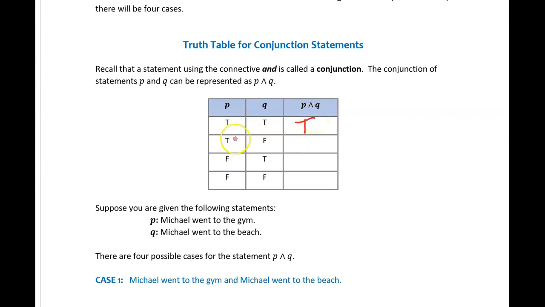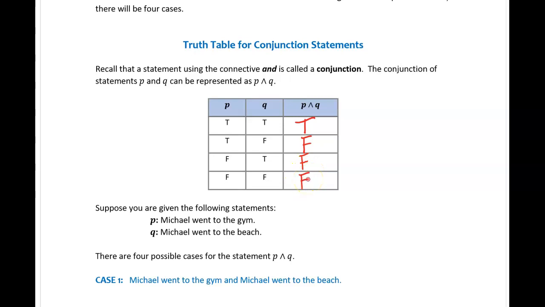If statement P is true and statement Q is false, statement P and Q would be false. If statement P is false and statement Q is true, the statement P and Q would be false. If statement P is false and statement Q is false, the statement P and Q would be false.